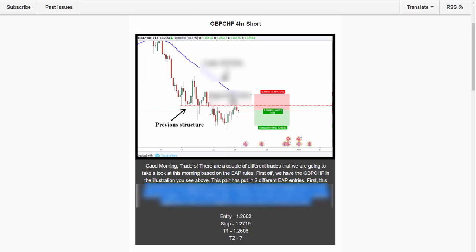Here, if you'll read along with me, the email analysis says, "Good morning traders. There are a couple of different trades that we are going to take a look at this morning based on the EAP rules. First off, we have the pound Swiss in the illustration above. This pair is put in 2 separate EAP entries," and this is the kind of email analysis I send out to EAP Training Program members, guys.